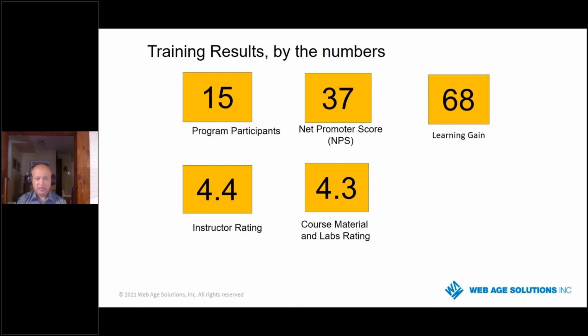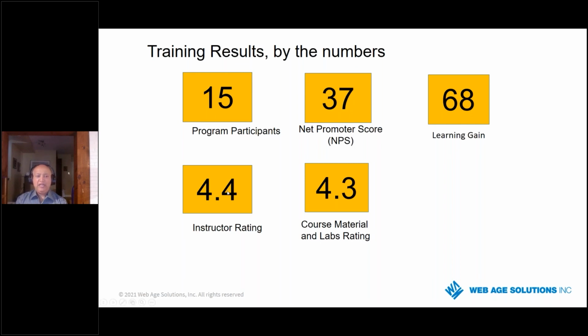Notice in this case, we had 15 participants and a 37 net promoter score. Net promoter score is calculated by taking the number of people that have given us 9 and 10, and subtracting from that the people that have given below 8 probably. So anything above 0 is typically considered good. 37, 30 plus, is always a very solid NPS. The learning gain of 68 shows 68% learning from where they started. That's another thing that we measure by pre-test and post-test.